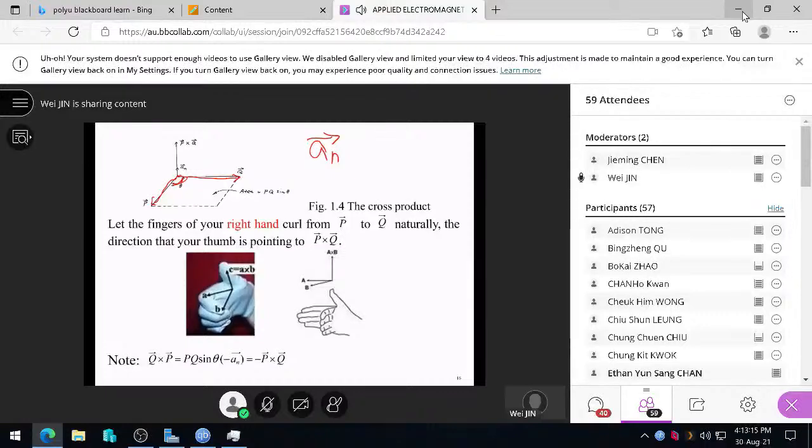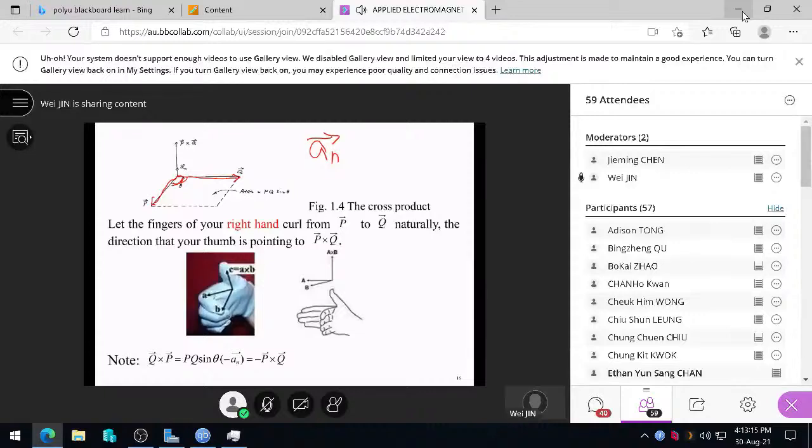Now, if two vectors are orthogonal to each other, the angle between them is 90 degrees, then the parallelogram becomes a rectangle, so the area is maximized. So the cross product has the biggest magnitude. This is just opposite to the dot product. If the dot product is maximized, the cross product will be minimized, because one is sine dependence, the other is cosine dependence.